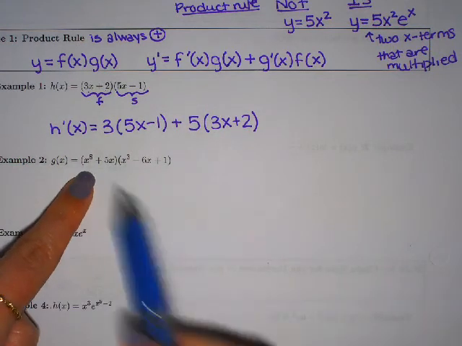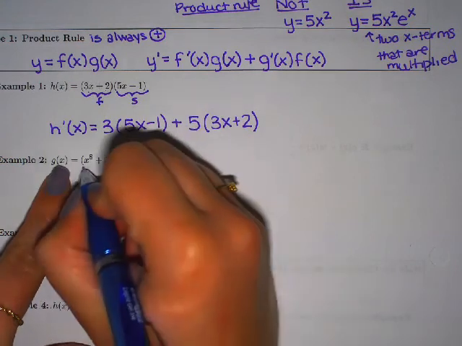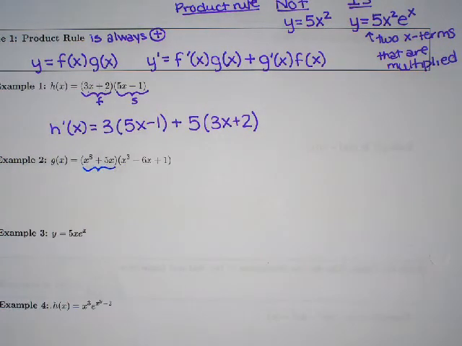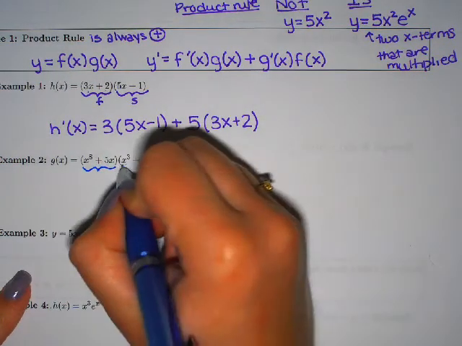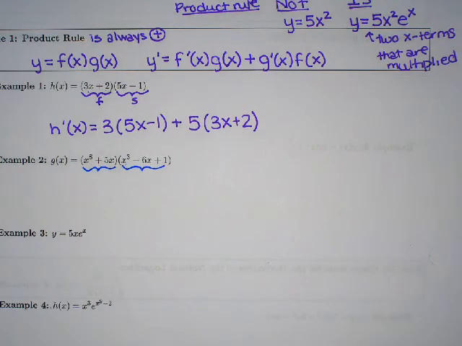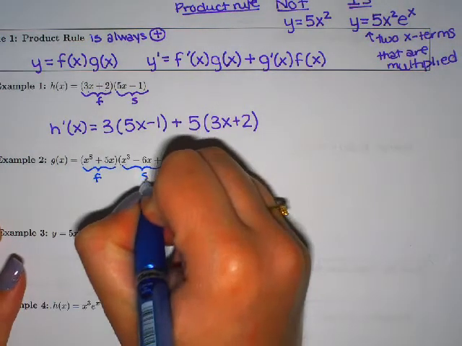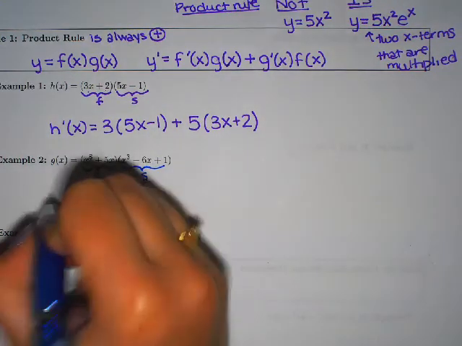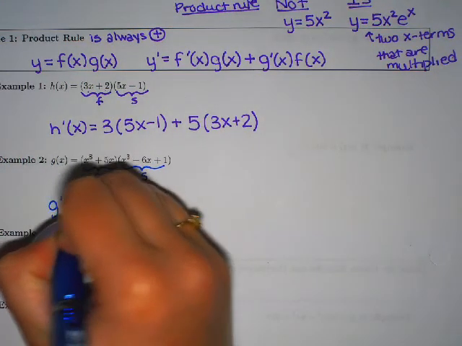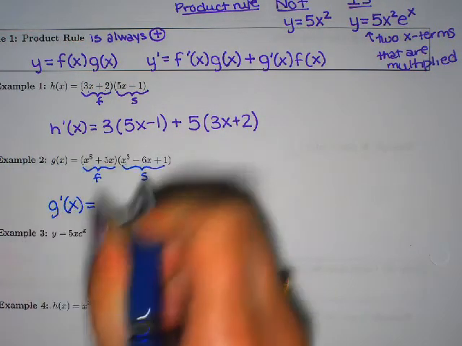Okay, let's look at the next one. Is it a product rule? We have x to the 8th plus 5x. There's one x factor. And then we have this second term also has x's in it. So we have x's multiplied by x's. We're going to do the product rule. We have our first and our second factor. So we're going to call this one g prime of x.